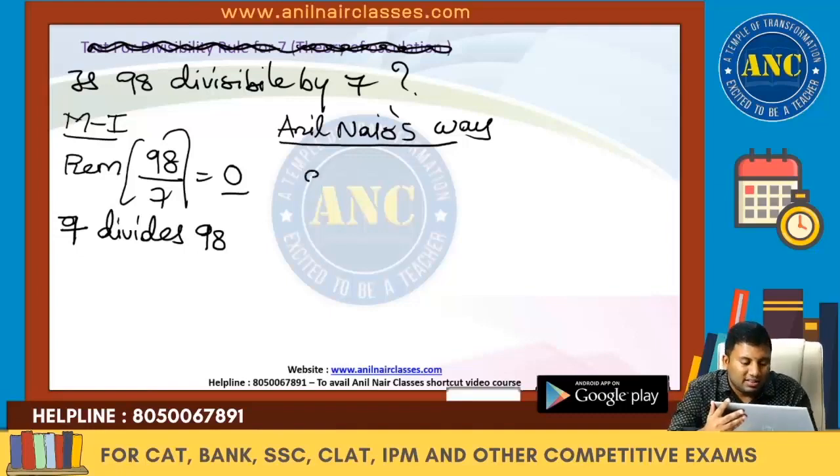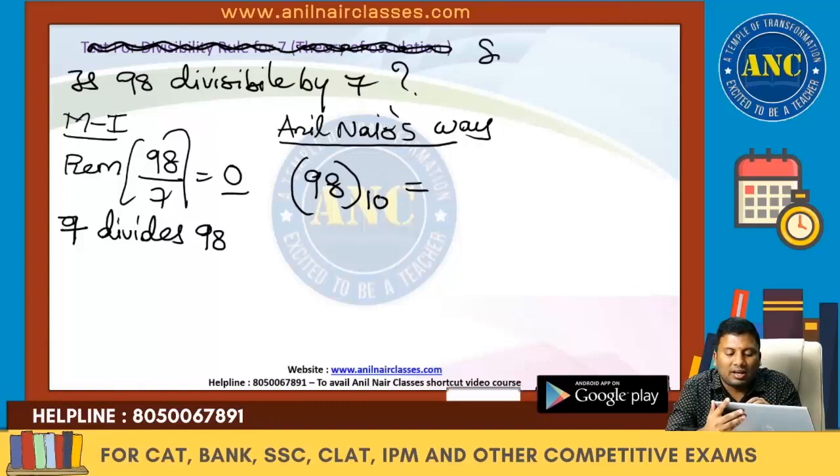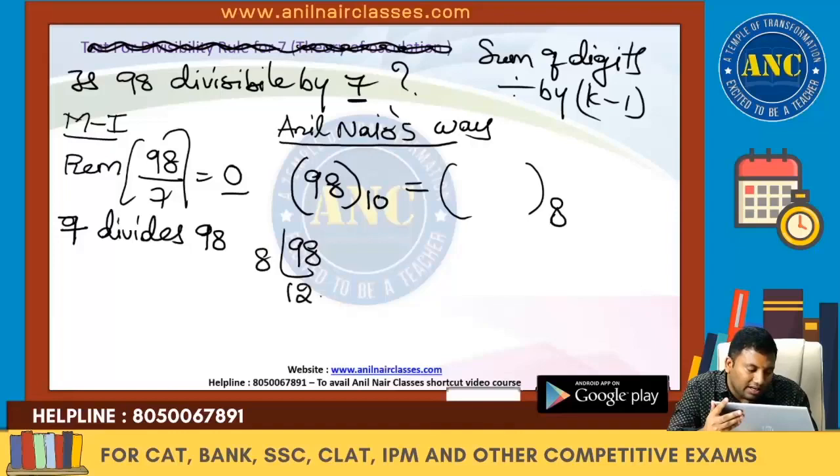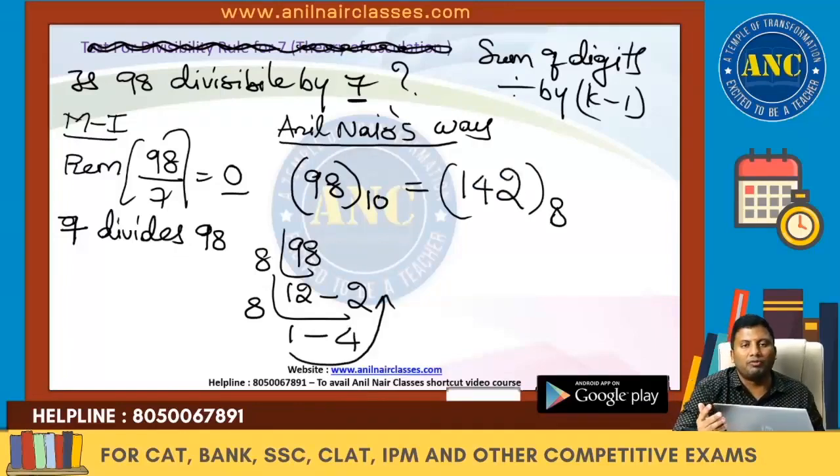Now see here. This is 98, in base system 10. What is the divisibility rule for k minus 1? The sum of the digits should be divisible by k minus 1. Because I am checking divisibility by 7, I will convert into base 8. How to convert a decimal to a non-decimal? 8 12s are 96, remainder 2. 8 1s are 8, remainder 4. Write down 142. What is the divisibility rule for 7 in base system 8?